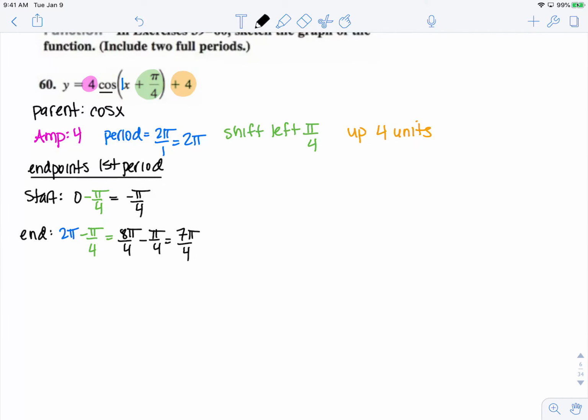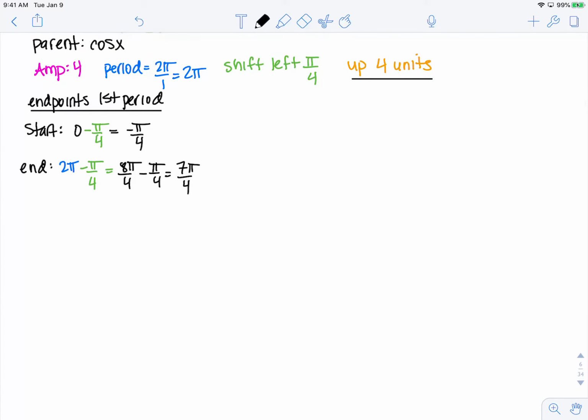Now, another thing we need to keep in mind is that we're shifting up 4 units as we start our sketch. So with my axis here, this is going to be negative pi over 4, and I'm going to go over here to 7 pi over 4. Now, in order to find the middle, I'm going to do the average of these two. That'll be 6 pi over 4 over 2, which is 6 pi over 8, 3 pi over 4.